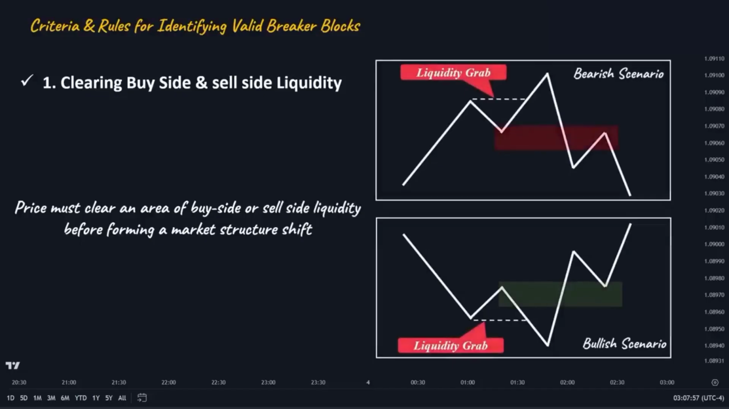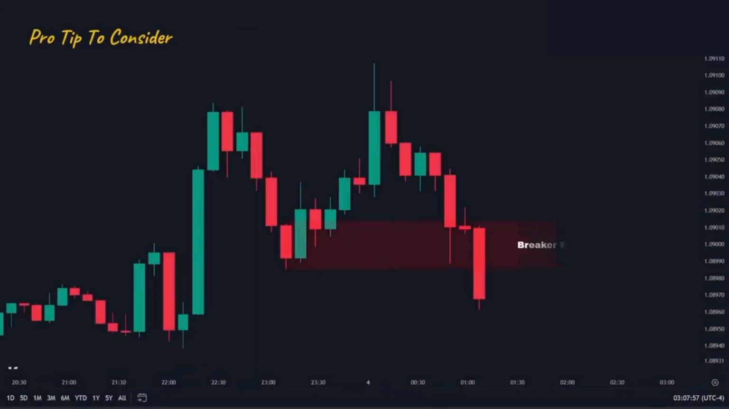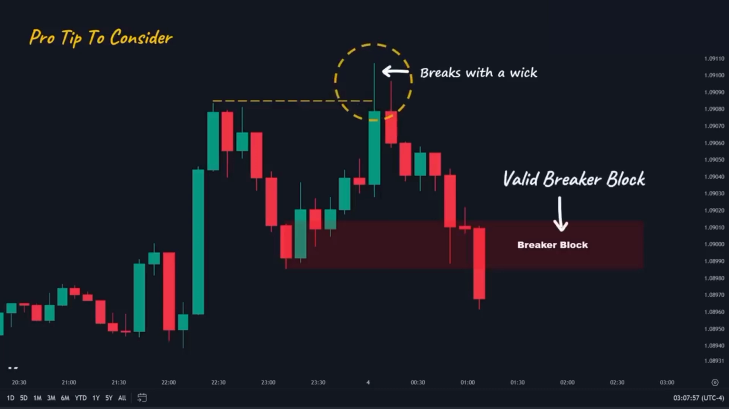The first criterion that needs to be considered in identifying valid breaker blocks is that the price must clear an area of buy-side or sell-side liquidity before forming a market structure shift. Here's a pro tip to consider. When identifying a valid order block, the price must break and close above or below the recent swing high or low to form a valid break of structure in conjunction with the order block. However, this requirement is not obligatory for a breaker block. There is no need for the price to close with a candle body above or below the recent swing low when identifying a breaker block.